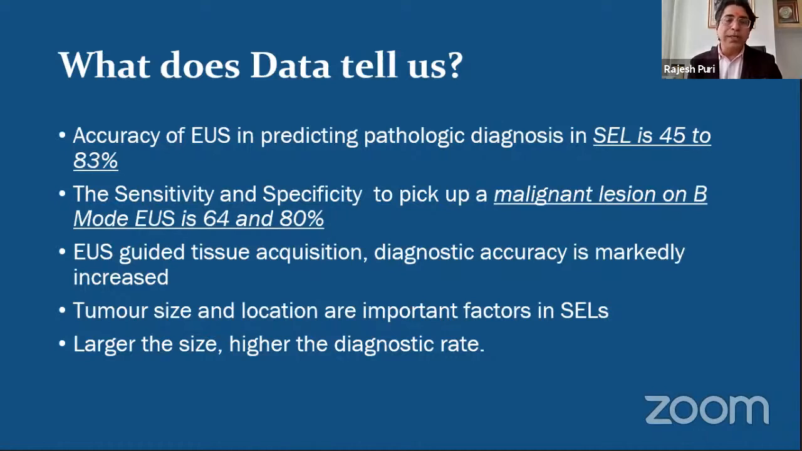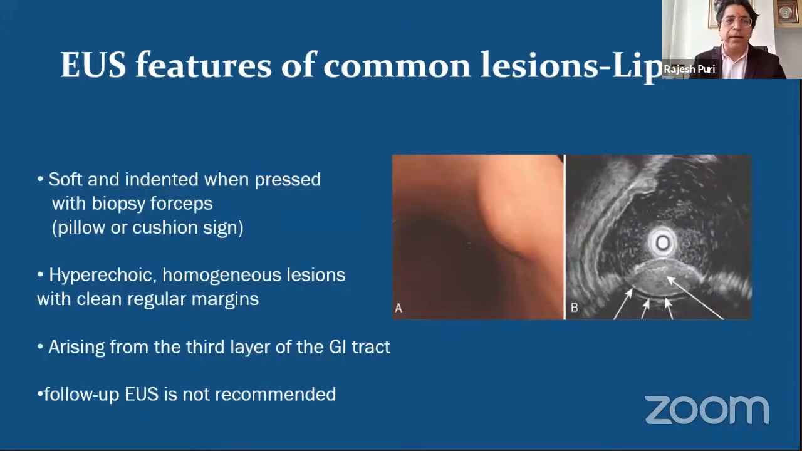So EUS alone as a morphology is not very good. Roughly in around 50 to 60% of the cases, it gives a fair idea about the diagnosis of the lesion. But to increase the accuracy, you require a tissue diagnosis. But definitely it is better than the CT scan or the MRI.